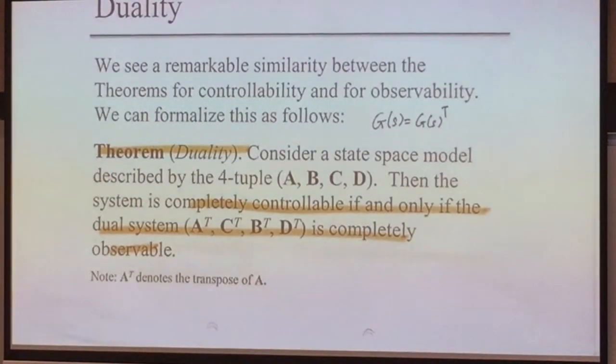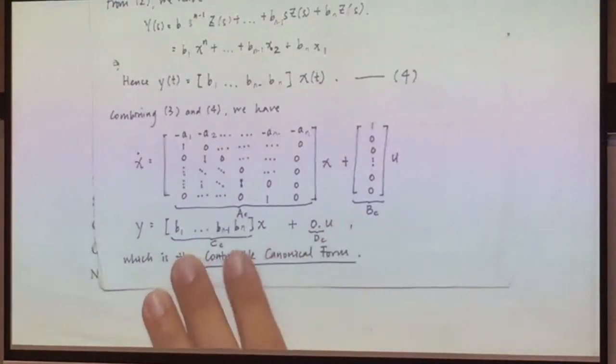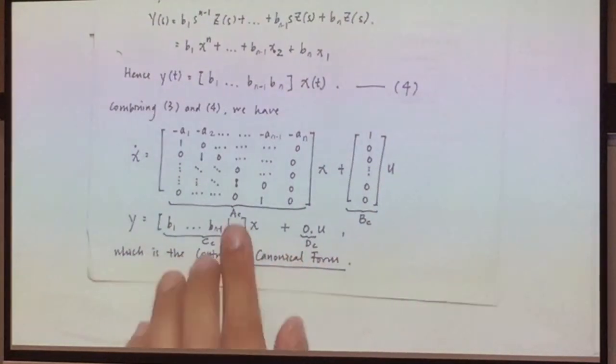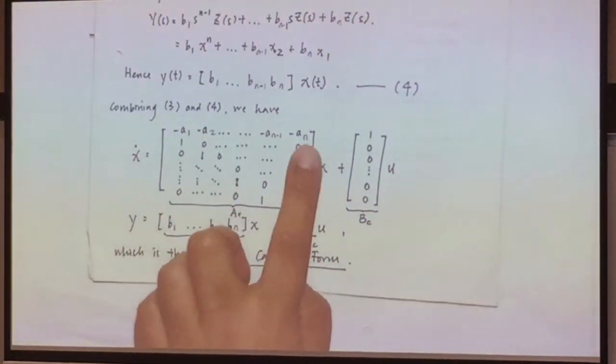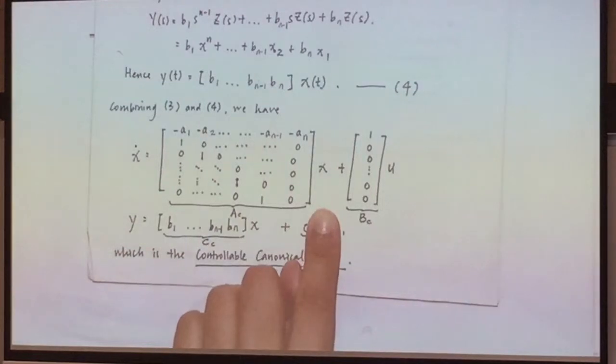You will go back to how you define the controllable canonical form A, B, C, D. So A_c is like this. You have the coefficients on the top and the triangular matrix below. Okay?